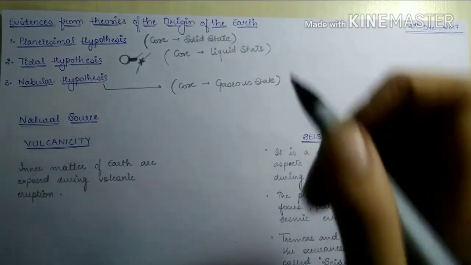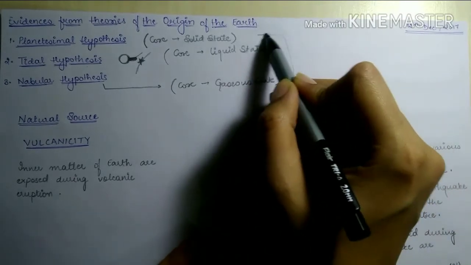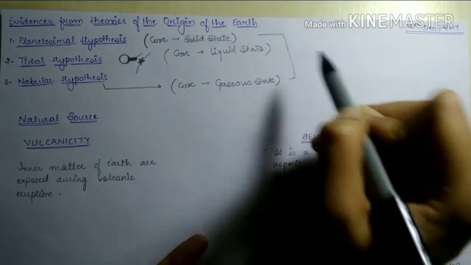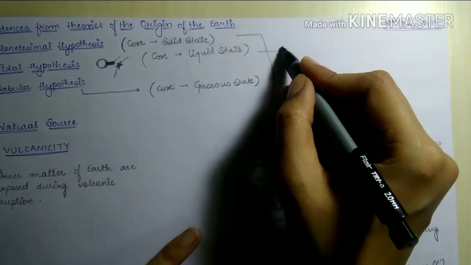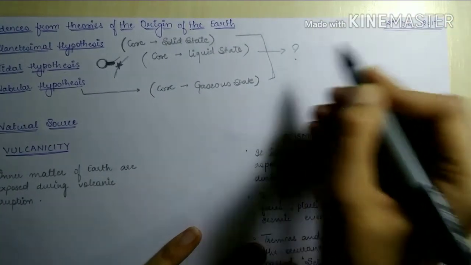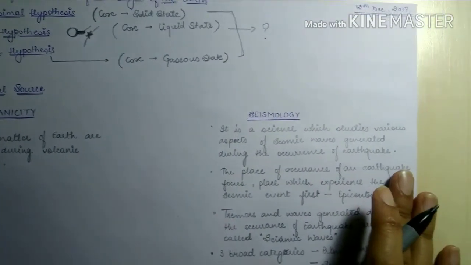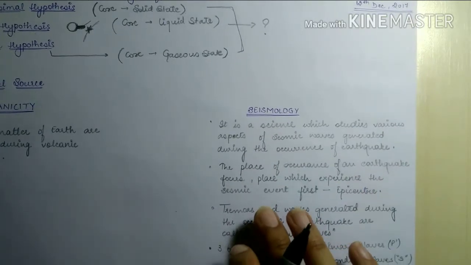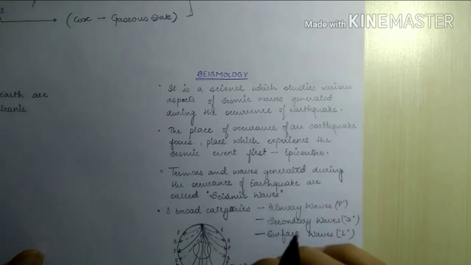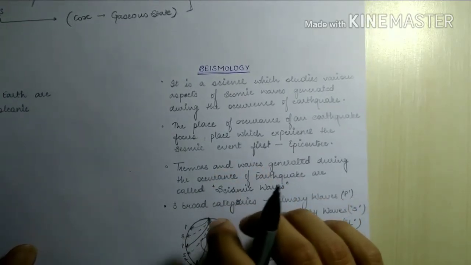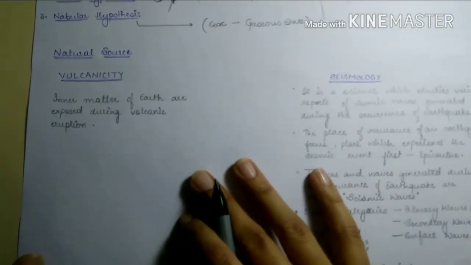So as we see, all these three hypotheses are giving totally different results and totally different inferences about the core of the Earth. So we can't come to any conclusion about how the interior of the Earth must be. This would be clarified in our next source, that is natural source, in it also seismology. So we'll cover this in seismology.